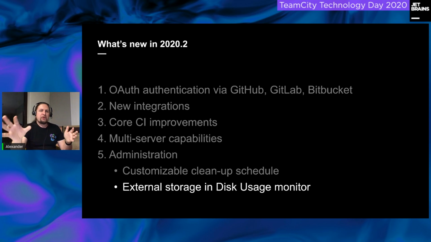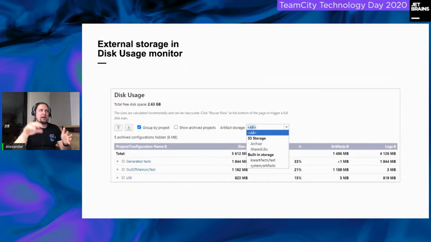Then there are improvements to the disk usage monitor. We see that an increasing number of our users prefer storing build artifacts in the cloud, for example, in Amazon S3. And to address this demand, we have improved the disk usage monitor, and now it supports external storage. So TeamCity now detects not only local, but also remote artifact directories configured on the server and analyzes the disk space occupied by builds in all of these storage locations.